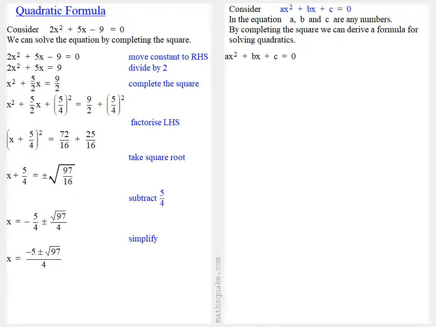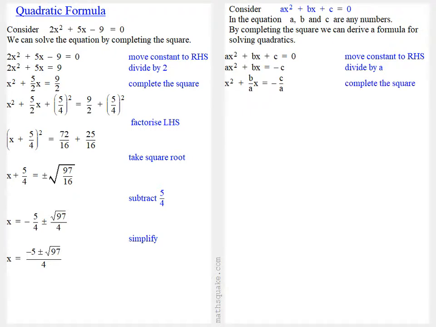So we start with ax squared plus bx plus c equals 0. Now we want to move the constant to the right-hand side, so we subtract c from both sides. This gives us ax squared plus bx equals minus c. Now we want to get x squared on its own, so we're going to divide all the way through by a. This gives us x squared plus b over a x equals minus c over a.